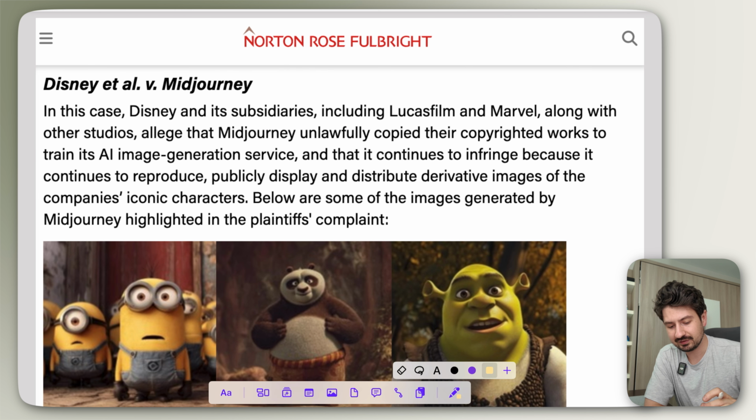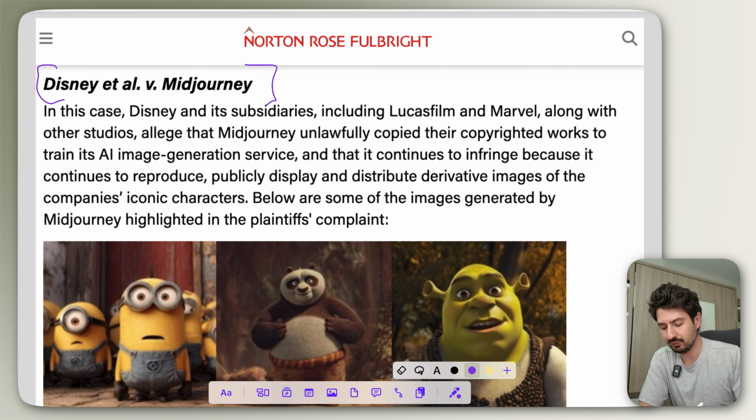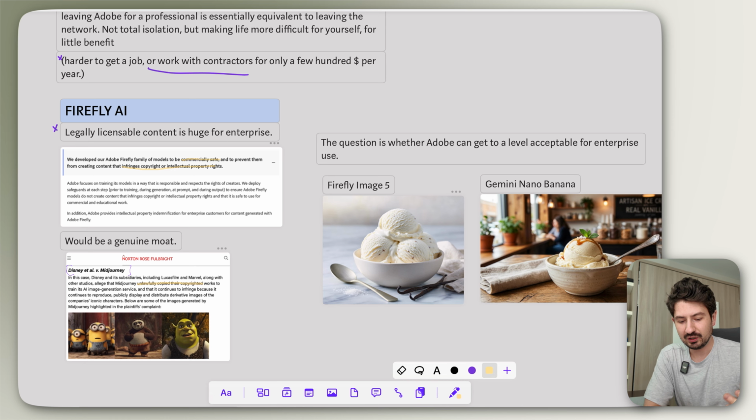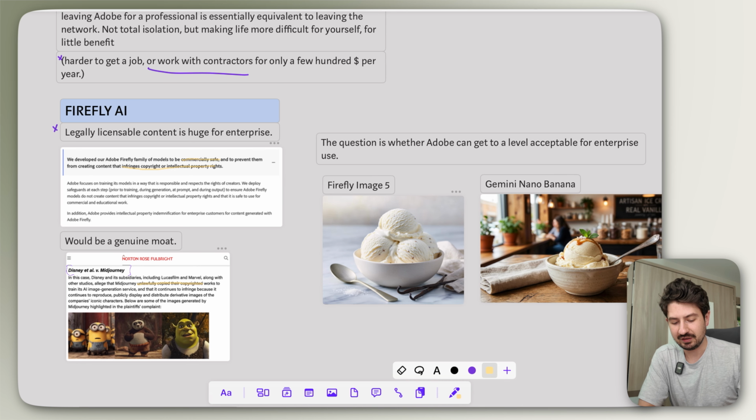Now, this is ongoing in terms of how important it is. So Disney, for example, is currently suing Midjourney because they allege that Midjourney was unlawfully training their AI on Disney-owned IP. It's unresolved whether or not this is going to be important.